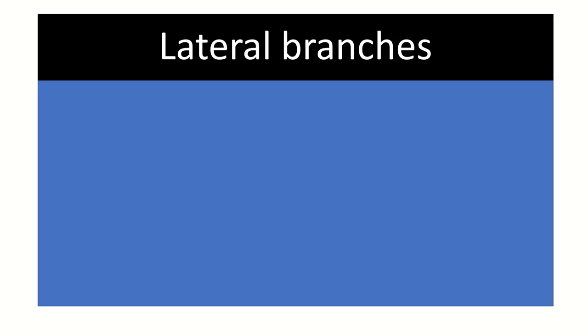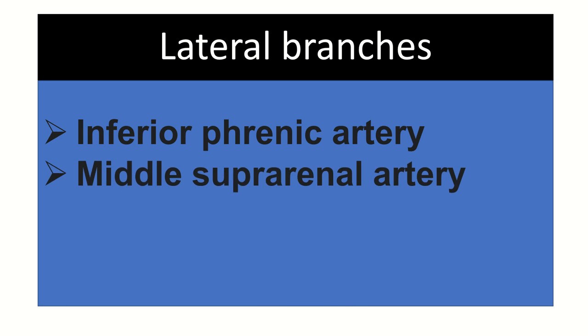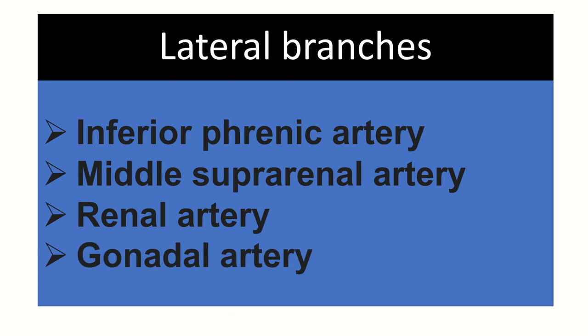First of all, the lateral branches. There are four lateral branches present. First, we can see the inferior phrenic artery, which is the first lateral branch. Then the middle suprarenal artery and the renal artery, and finally the fourth is the gonadal artery. So the four lateral branches are: inferior phrenic artery, middle suprarenal artery, renal artery, and gonadal artery.